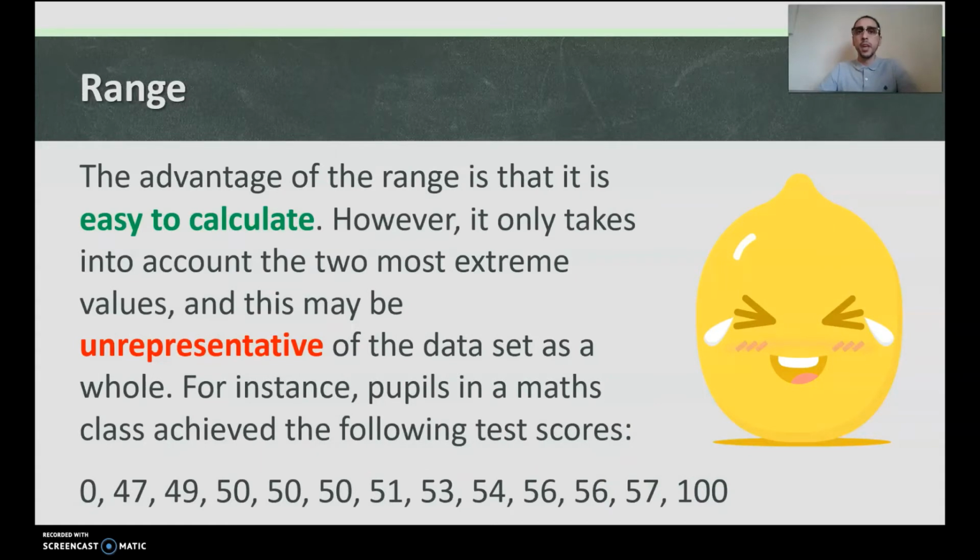Okay, easy. The advantage of the range is that it's easy to calculate, really easy. Biggest minus smallest, add 1. However, it only takes into account the two most extreme values, and this may be unrepresentative of the data set as a whole. For instance, pupils in a maths class achieve the following test scores. We got 0, we got 47, I'm guessing these are percentages, 47%, 49, 50, 50, 51, 53, 54, 56, 56, 57, and 100%.